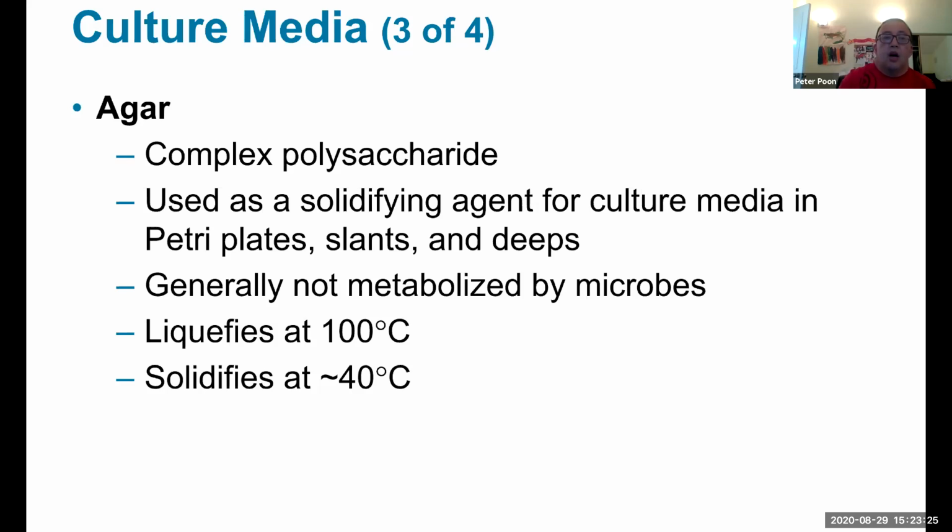Agar liquefies at 100 degrees. So you can take powdered agar, add it to water, boil it, and it will melt. And once it melts, it will solidify at about 40 degrees. So once it cools at room temperature, it solidifies.